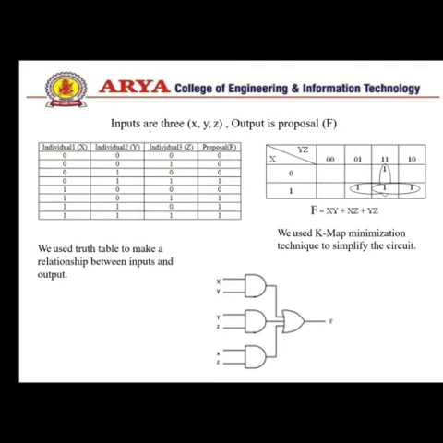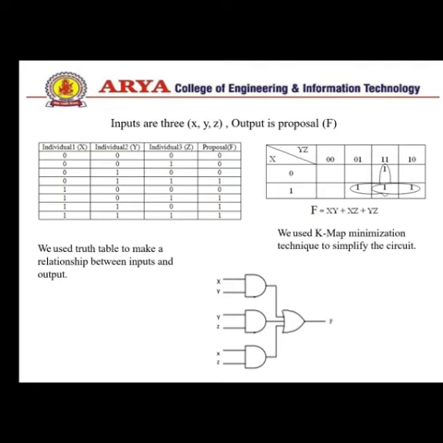So in this input, 0 1 1 we put 1, 1 0 1 we put 1, 1 1 0 and 1 1 1 we put 1. After that we construct the K map. As we can see in this K map, there are 3 input variables, so we draw an 8-cell K map, and we put the values of the output.